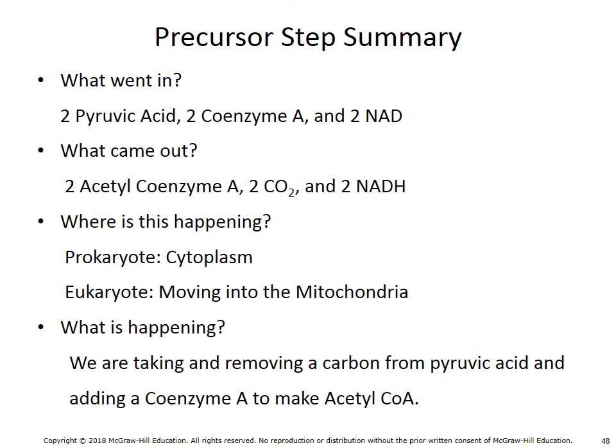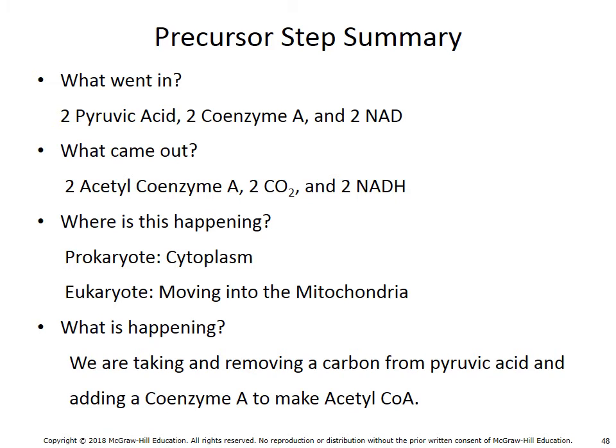So let's do the what went in, what came out, where, and what's happening for that precursor. What came in? Naturally, since we're doing this twice, we'll do the totals. 2 pyruvic acids will come through here. We also need 2 coenzyme A's and also 2 NAD. What's going to come out? Well, 2 acetyl-coenzyme A's, which go into the Krebs cycle, 2 CO2s, and 2 NADH.